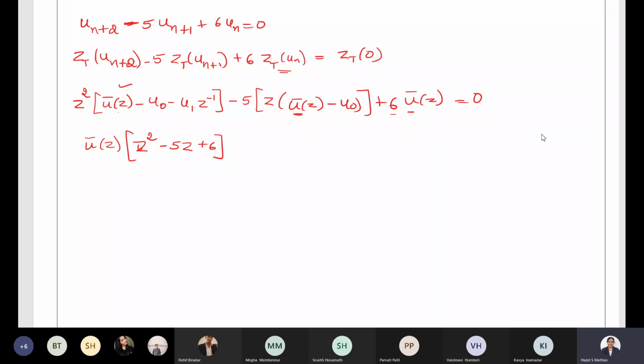After we find the coefficient of u bar of z, we find the coefficient of u naught. I'll take minus u naught outside. What is the coefficient of u naught? z square, and where else? Here it is, minus 5z. Am I correct? Minus 5z. This is the coefficient of u naught. Afterwards, find the coefficient of u1. What is the coefficient of u1?